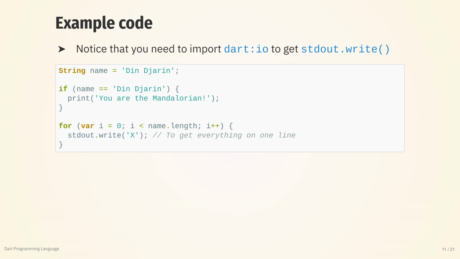It starts from 0. It continues as long as i is less than the length of the name, and it increases 1 each step. So exactly the same as we have in, for example, Java. It then writes out an X on the terminal, and this standard out called write makes it possible to write everything on one line. So that's basically how you work with the control structures.